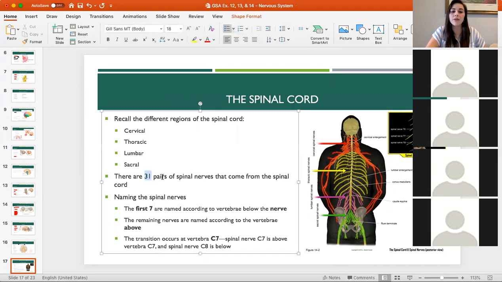You definitely want to know that there are 31 pairs of spinal nerves that come off the spinal cord, and those are all represented right here in this figure. You don't have to know this figure. This is just for you to kind of get a visual of what this looks like.